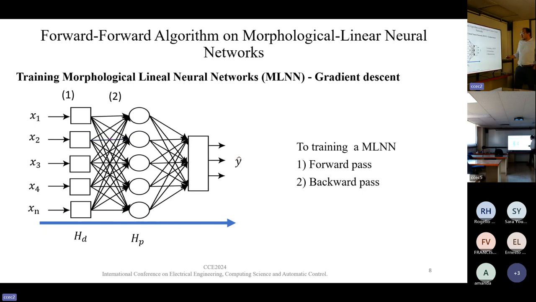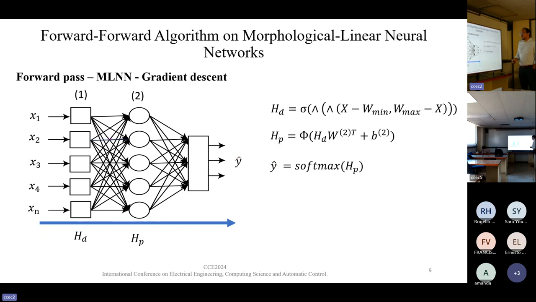To train this morphological linear neural network, we again have to do a forward pass and a backward pass in a similar way. In the forward pass for the first layer, we have the activations for the morphological neurons using maximum and minima. In the second layer, we have the activation of the perceptron neurons using multiplication and summations. And the output is again the prediction of the network.